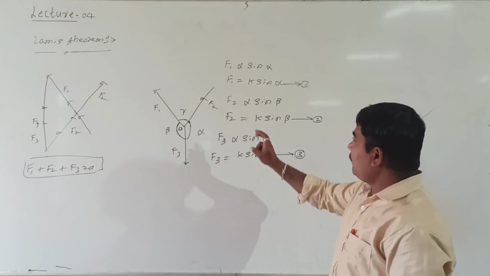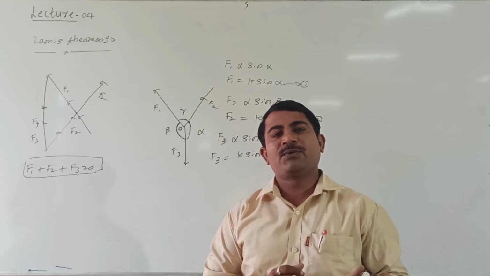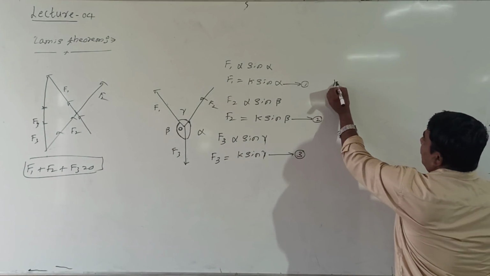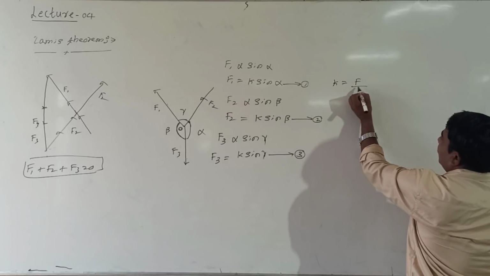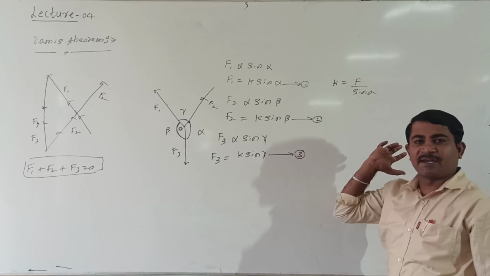Right, students? Then from equations 1, 2 and 3, what can you write? From equation 1, K is equal to F divided by sine alpha.